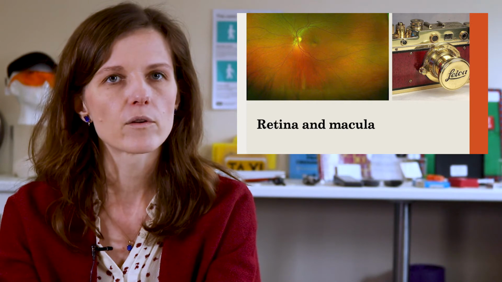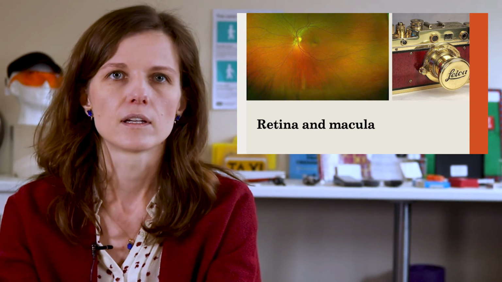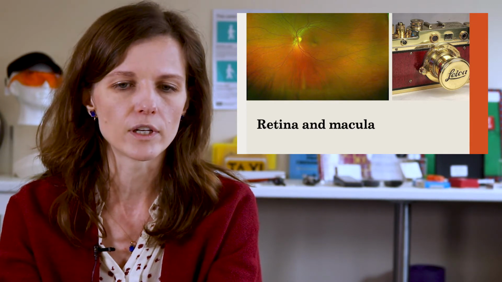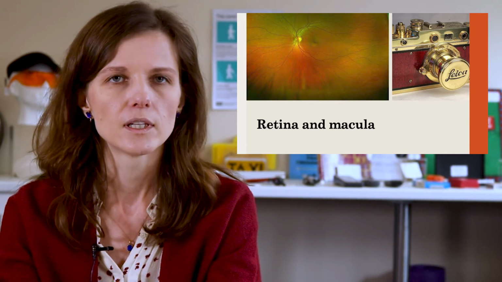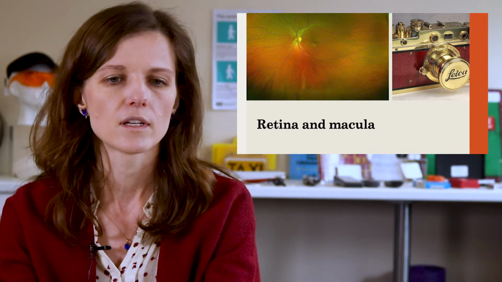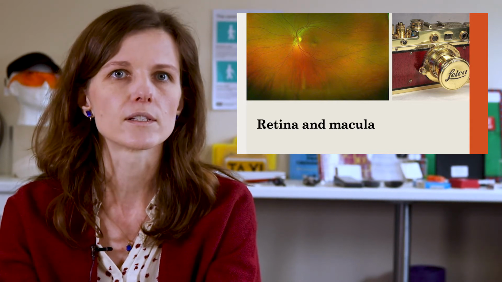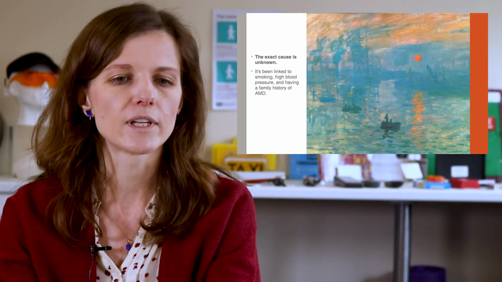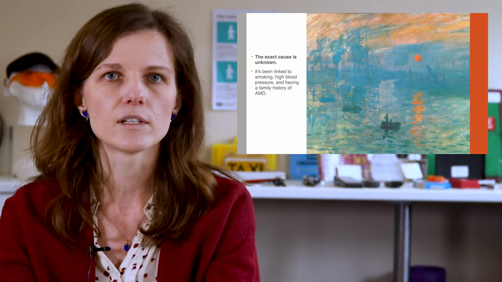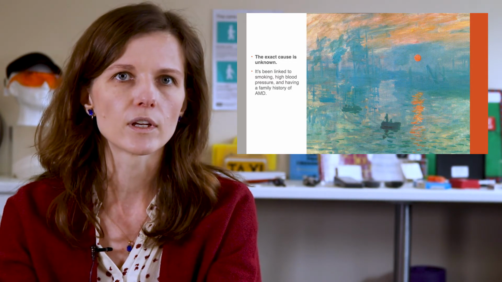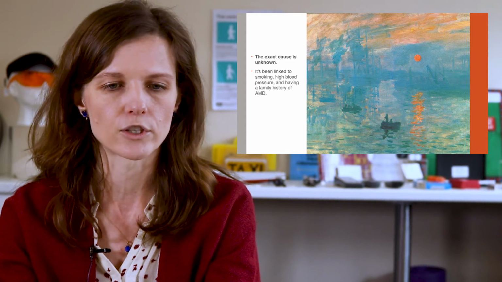So, wear and tear of the macula can impair the central vision, but it doesn't affect the periphery or the edges of the vision. It does not cause total blindness, but it can make activities such as reading, watching television, recognizing faces difficult. We don't know the exact cause, but there is a strong link to family history of AMD, smoking, and having high blood pressure.